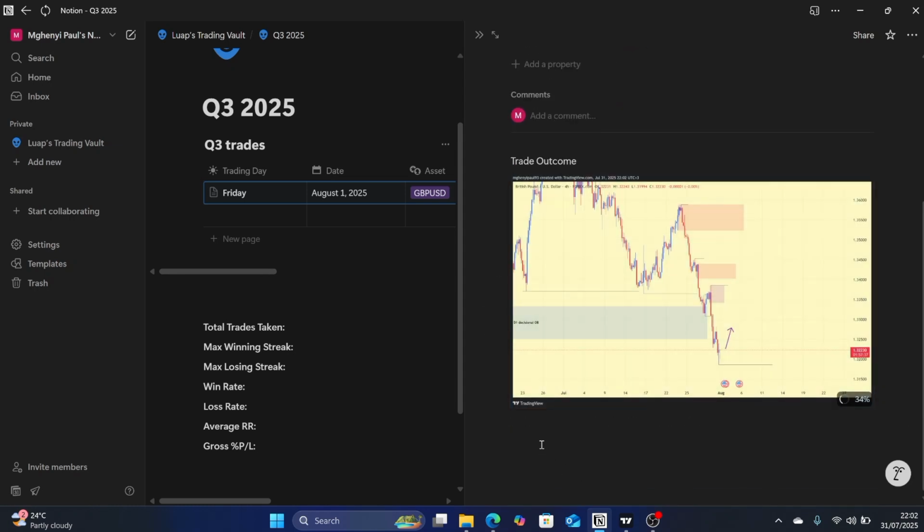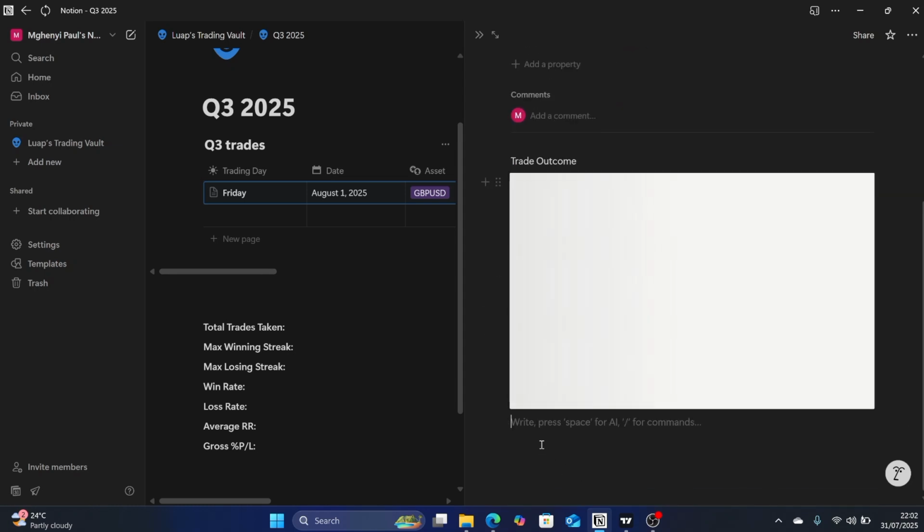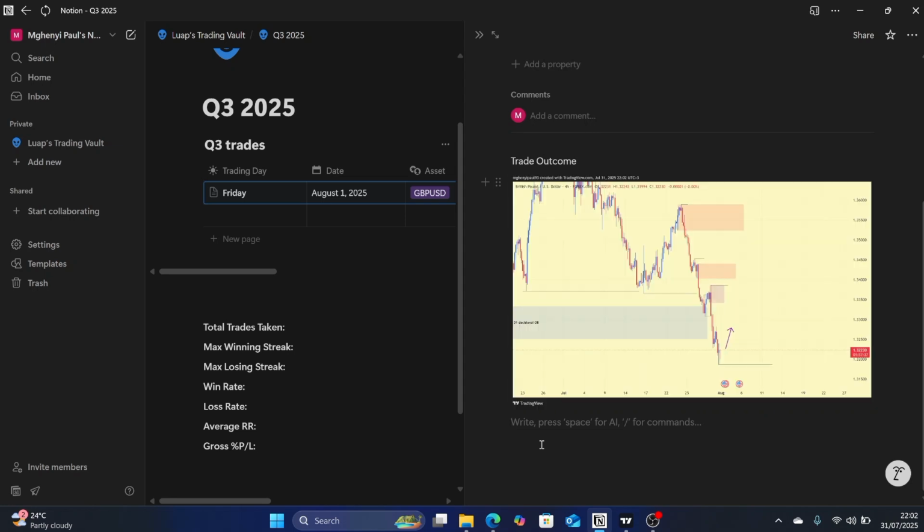You can say, based on the chart, I have seen that price has taken out the inducement. Then after that, price mitigated the high time frame POI, so I had to shift to the lower time frame.